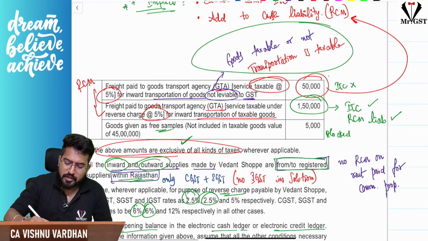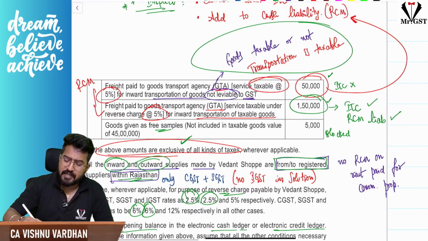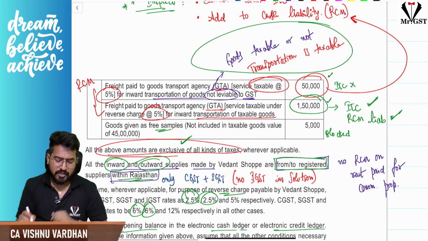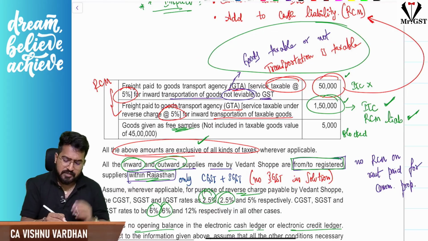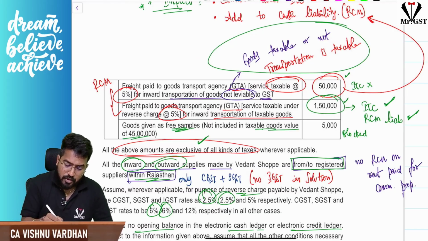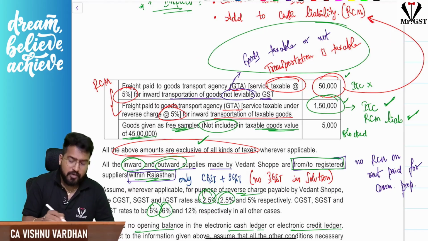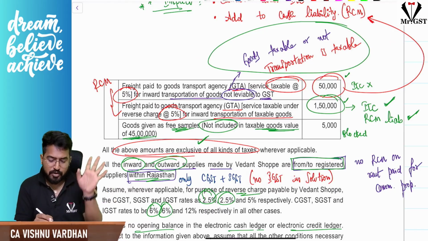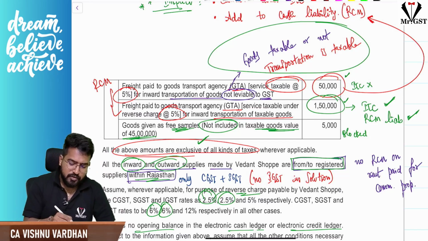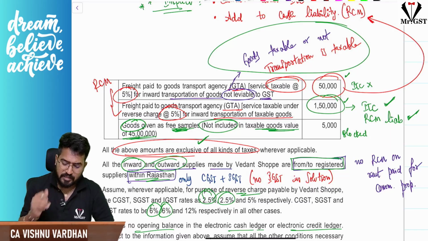For 50,000 you pay under RCM but no ITC. But 1,50,000 is for transporting taxable goods. ITC is also there, RCM liability is also there, both there. And whatever goods are not included in the taxable goods value of 45 lakhs before, purchases will not get affected. That entire ITC you can take. So these goods given as free samples, when they have purchased, no ITC, so no tax implication on this.